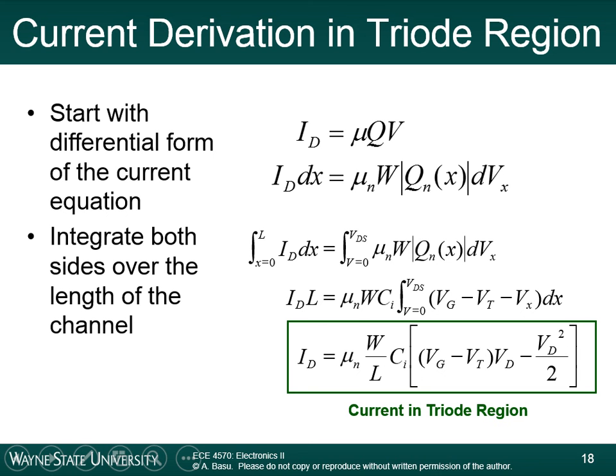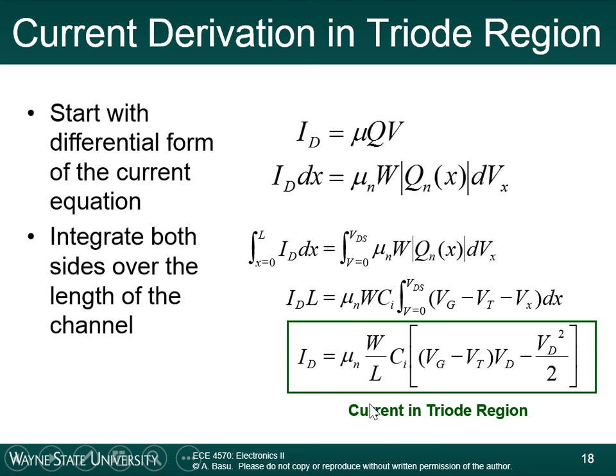Now we take that differential form and we integrate it. As I mentioned earlier, we have to do integration in order to find the relationship between current and voltage. So we have a resistor that's sort of a nonlinear resistor. The resistance varies depending on the position in the channel. To find the total resistance, we integrate both sides of this equation.